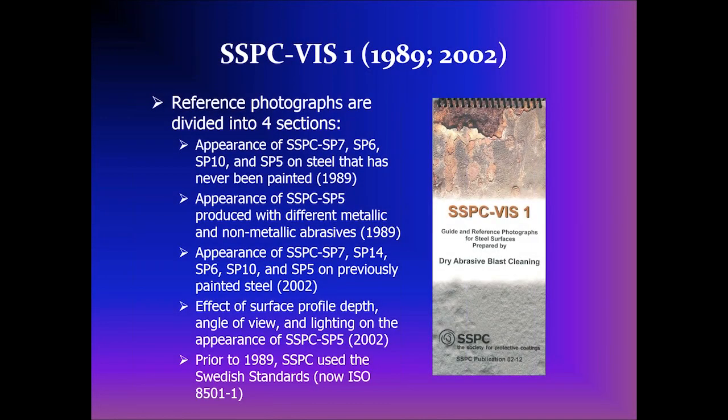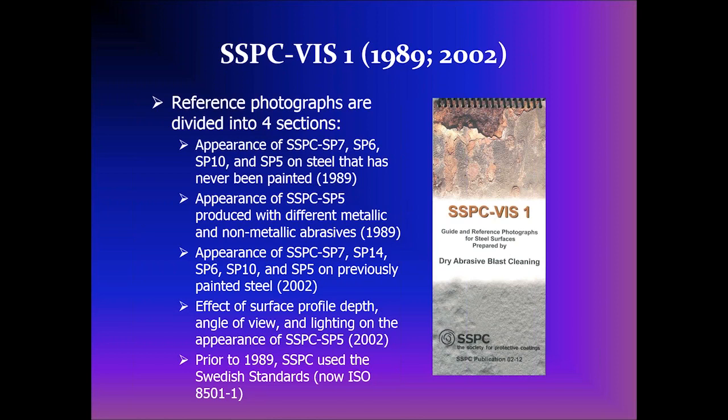SSPC-VIS 1 was published in 1989 and updated in 2002. It has reference photographs that are divided into 4 sections. The original standard was only previously unpainted steel, and the new additions in 2002 added the appearance of the grades of cleaning over painted steel. The first 2 bullets you see here are from the 1989 standard.